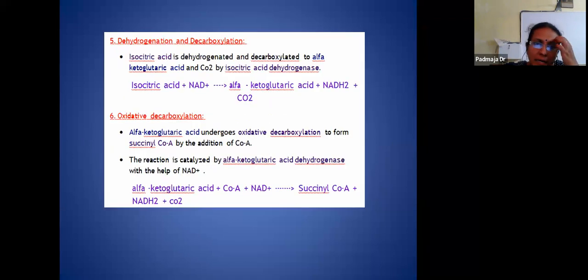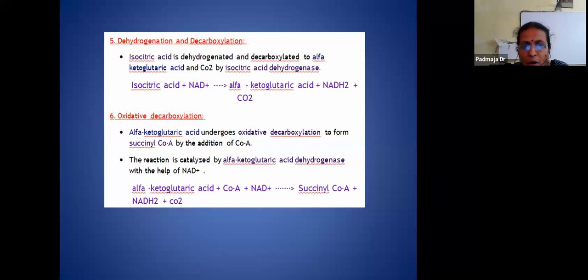And the next step is the dehydrogenation and decarboxylation step. This is an important step we have to remember because this ketoglutaric acid is an intermediate in different pathways. This isocitric acid is dehydrogenated and decarboxylated to alpha ketoglutaric acid and CO2 by isocitric acid dehydrogenase. Here what happens? Isocitric acid is a 6-carbon compound. It is converting to a 5-carbon compound, that is alpha ketoglutaric acid, by releasing the CO2. And NAD is taking hydrogens and giving rise to NADH2. That means in every step the CO2 or NADH2 formation, or the removal of water, is taking place.